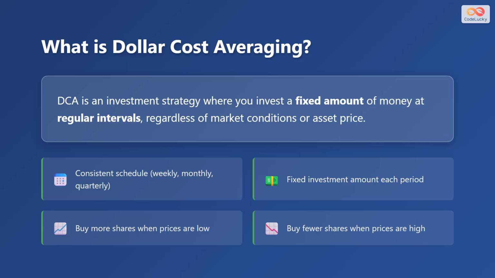When prices are low, your fixed investment automatically buys more shares. When prices are high, you naturally buy fewer shares. This creates a mathematical advantage that we'll explore in detail.